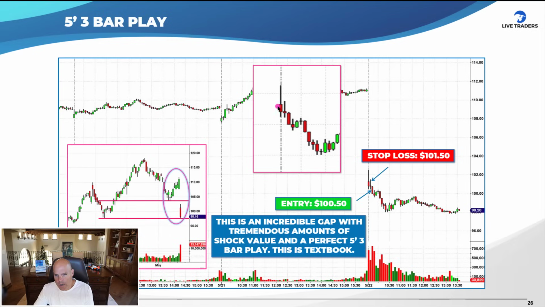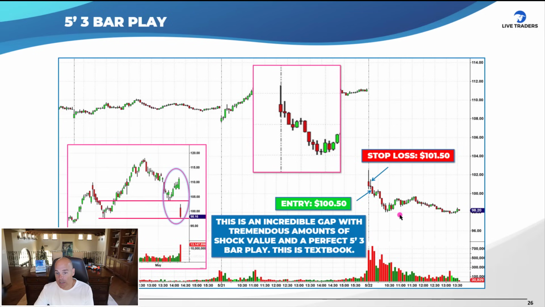I blew it up right here in the middle. See in the middle of your screen, that is a wide range bar with a topping tail, a narrow range doji bar. It triggers and then just goes lower, right? It's an incredible gap with tremendous amounts of shock value and a perfect 5-minute 3-bar play. It's really textbook. You get in at 100.50, your stop's 101.50, and then you're trying to get like $2.